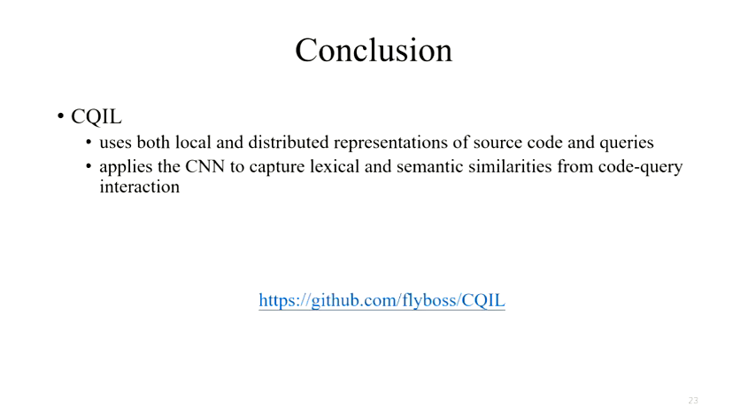In conclusion, COIL uses both local and distributed representation of source code and queries, and applies a CNN to capture lexical and semantic similarities from code query interaction.